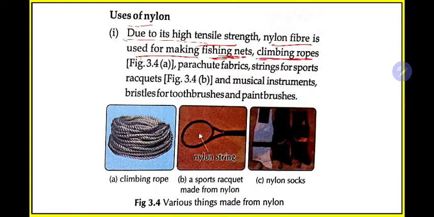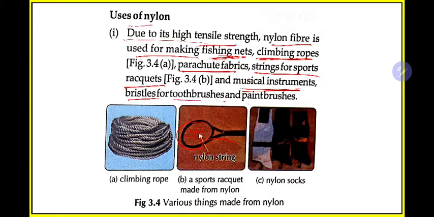Then climbing ropes. Some people climb mountains, and for climbing, people use ropes or strings made up of nylon. Then parachute fibers. Fibers used in parachutes are also made from nylon. Then strings for sport rackets. For example, in badminton rackets, you have seen the nets are made using nylon fiber. And in some musical instruments also, nylon fibers are used.